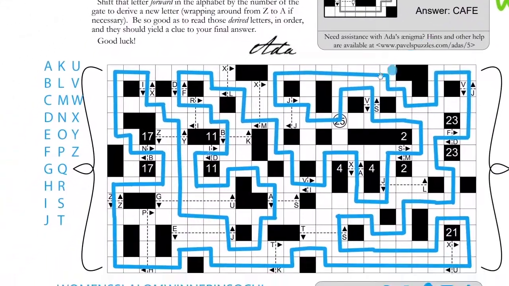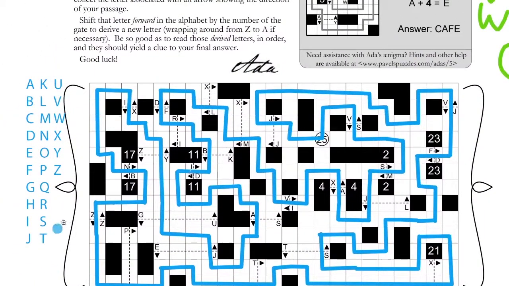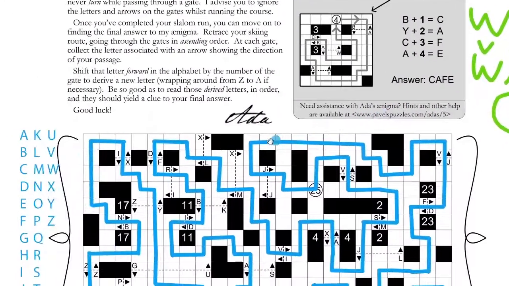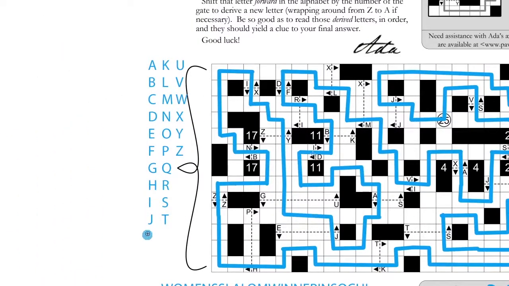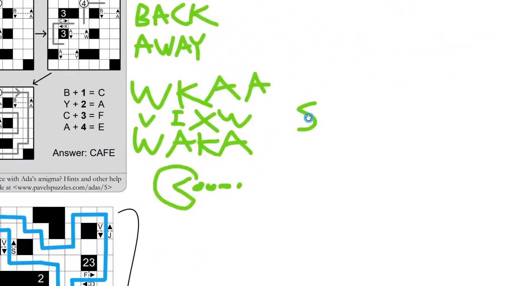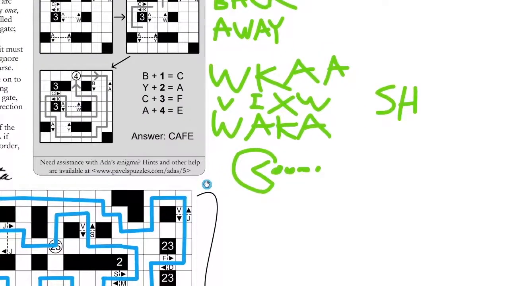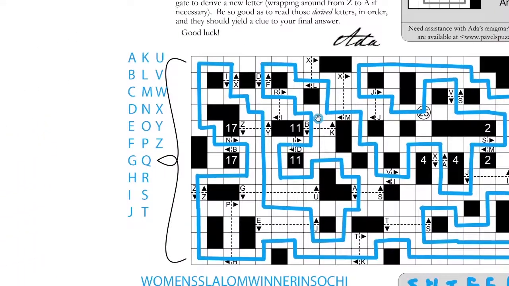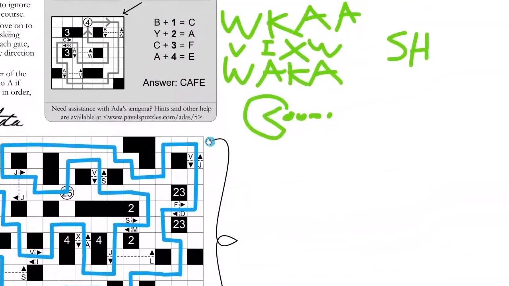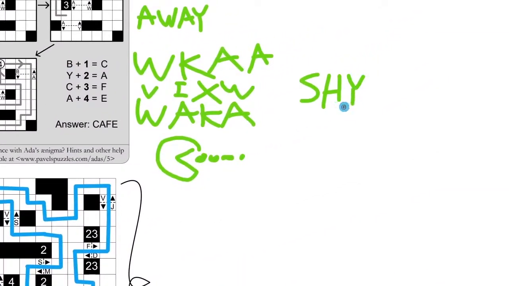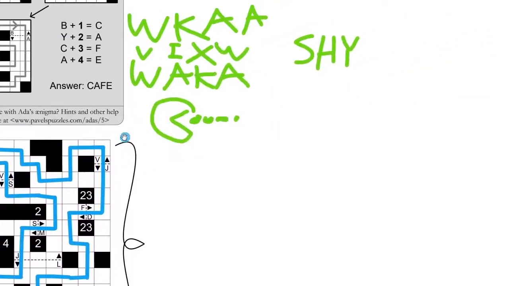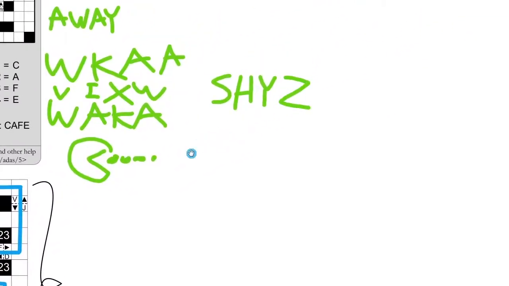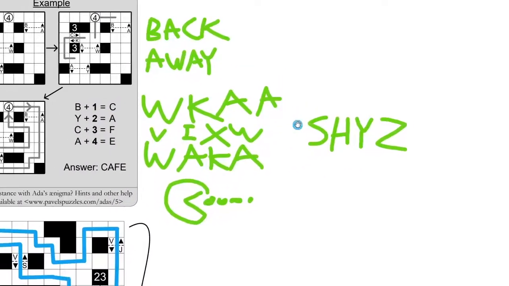W minus 4, 1, 2, 3, 4, S. I like words beginning with S. K minus 3, 1, 2, 3. Okay. A minus 2. I mean, this is always going to be bad. Shy. And then A minus 1, Z. Shies. I don't think it's it.